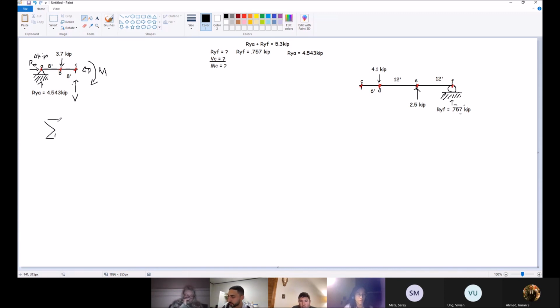We can now take the summation of forces in the y direction, where up is positive. So we're going to have 0 equals RYA right here, which is 4.543 kips, and it's going up, so it's positive. We have this 3.7 going down, negative. And then we have this V, this shear force, which we could put at C. It's going up, so it's going to be positive.